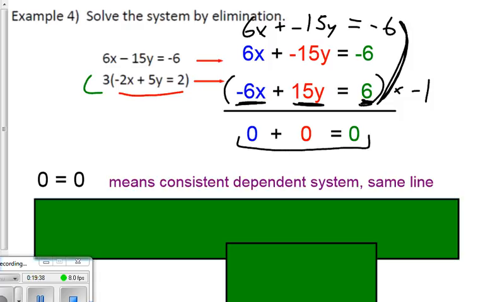Remember, that means there is a solution. It's an infinite solution. We're on the same line. So our solution is every single point.